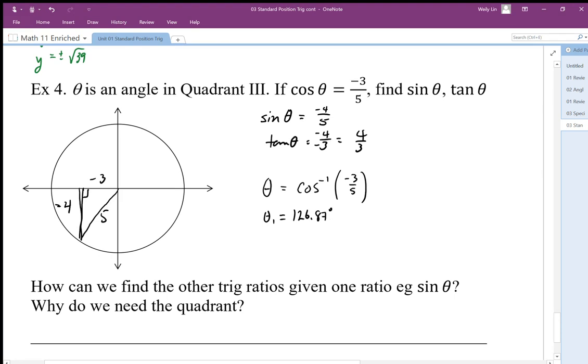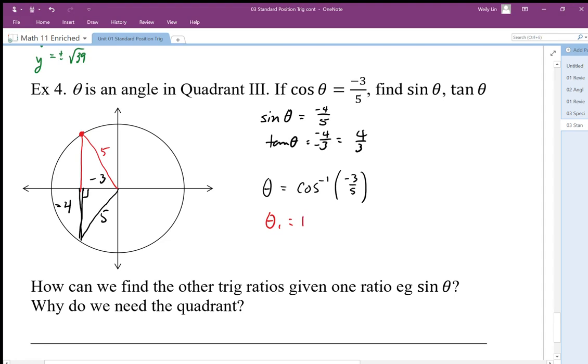126.87 degrees. Now I'm looking at my picture. I'm trying to determine if that's the right location. 126.87 degrees is in the wrong quadrant. It's in the wrong location. It's up here. This has the same cosine ratio. This one has a cosine of -3/5. This one, the red position, also has a cosine of -3/5. So our theta 1 position was not the correct answer.